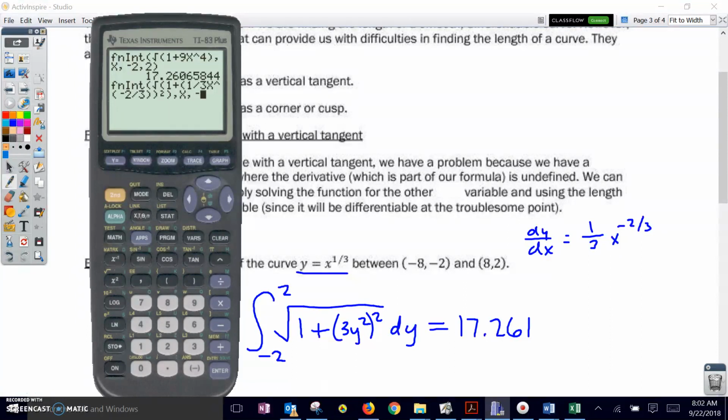And let's see how my calculator handles this. Like I said, in my experience, sometimes my calculators have been able to overcome this situation, sometimes not. In this case, we're getting a domain error, which is my calculator telling me, hey, this derivative is undefined somewhere in the interval where we're trying to find the integral, and so it's causing me problems. All right, so that's one way to deal with it when we have a vertical tangent.